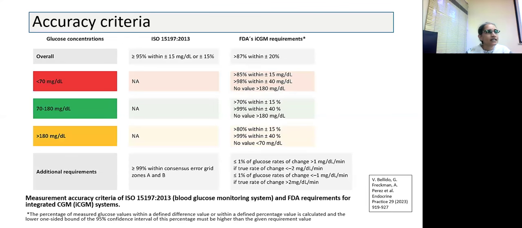So there are also standards laid down for the accuracy of the CGM measurements as well as the blood glucose measurements with a glucometer. So the FDA requirement is that overall more than 87% of the values should be within 20% of the measured value. And the ISO requirement is that more than 95% of the values should be within 15 milligram per deciliter for values below 100, and within 15% of difference with the blood glucose measurement.